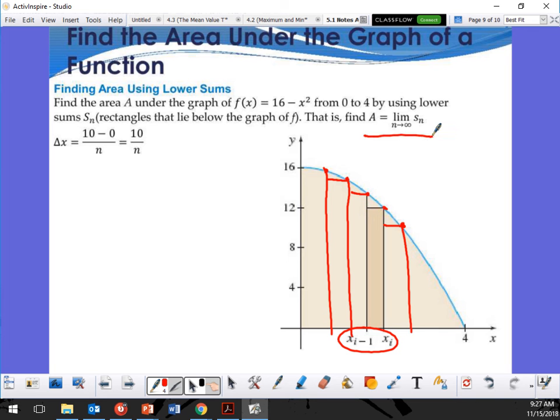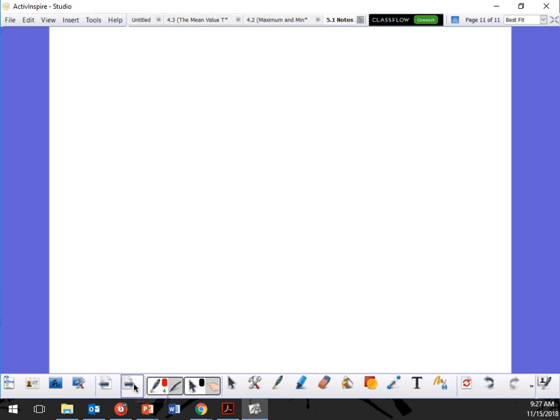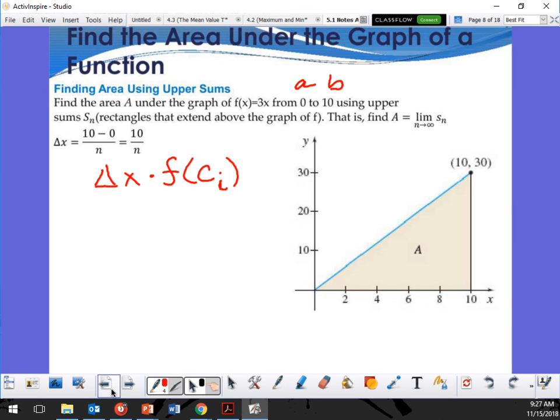So the area is the limit as n approaches infinity of S n. So it's an infinite number of rectangles that have delta x as their width. As that delta x keeps getting smaller and smaller, that's what we're trying to get to. Anyway, we're down to the notes. Bam. We got it? You just got some basic areas to do, that's it.